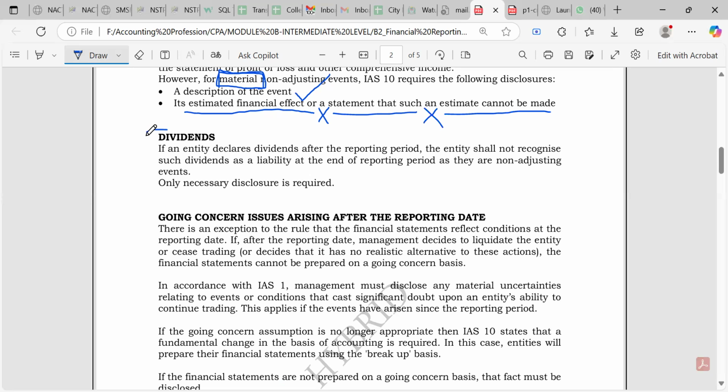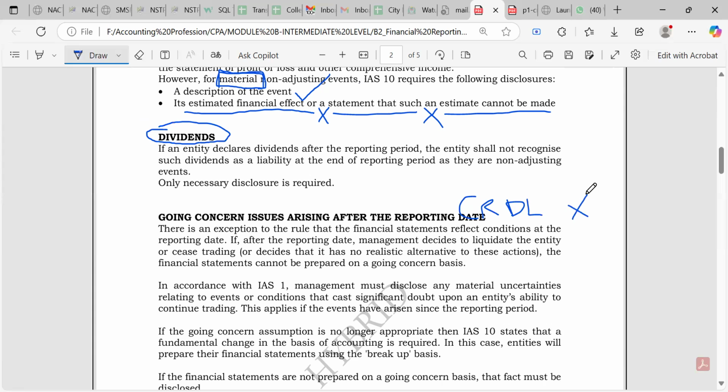Now, as for dividends, I think we already did an example here under non-adjusting events. If an entity declares dividends after the reporting period, we already say that the entity shall not recognize such dividend as a liability. When the entity says, I'm going to pay dividends, but it has not paid, it means it has created a liability. That's obvious, right? So we could say that we can credit the dividend liability.